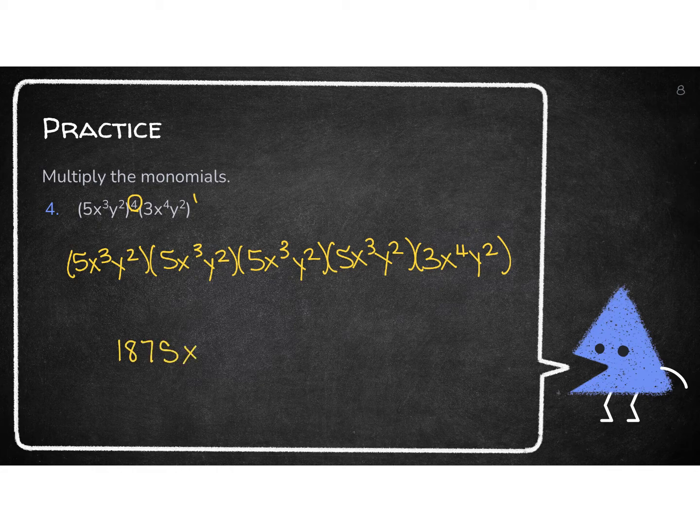You're going to deal with your x's. So I have 3 plus 3 plus 3 plus 3 plus 4. I got 16. And then y, I got 2 plus 2 plus 2 plus 2 plus 2. So I got y to the 10th.